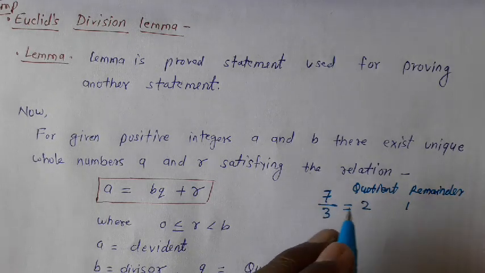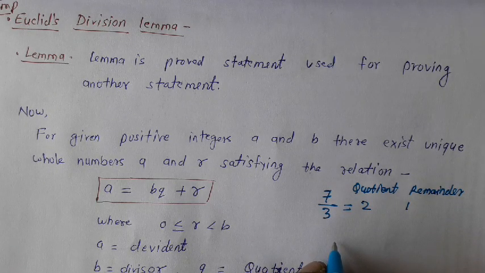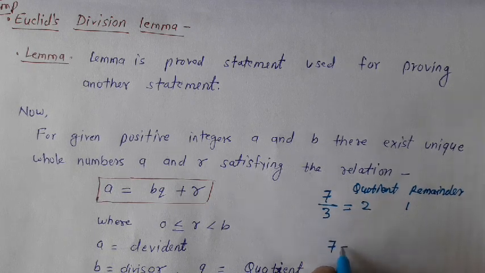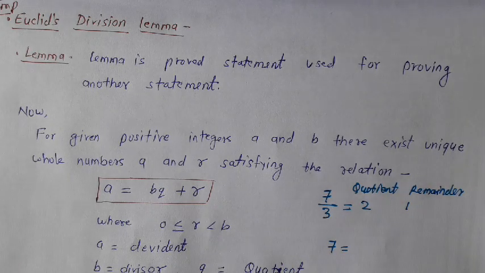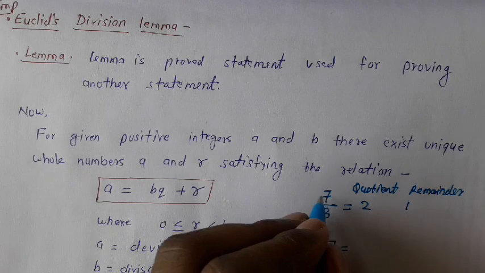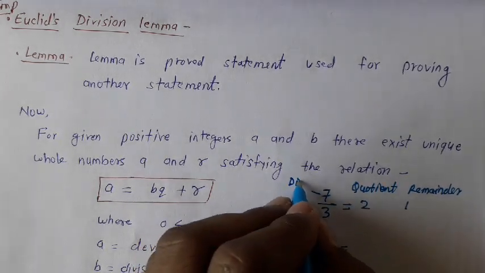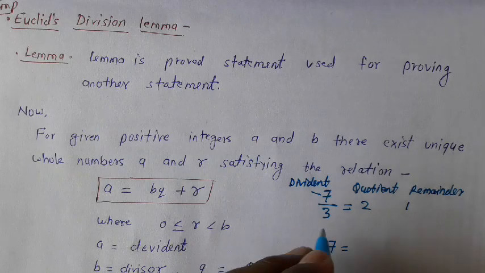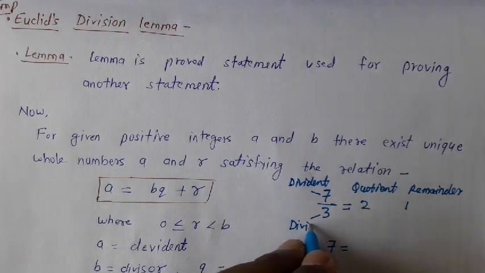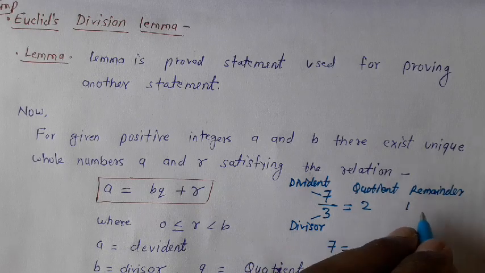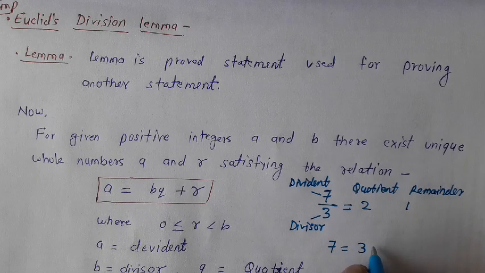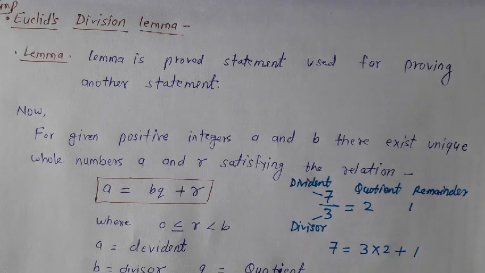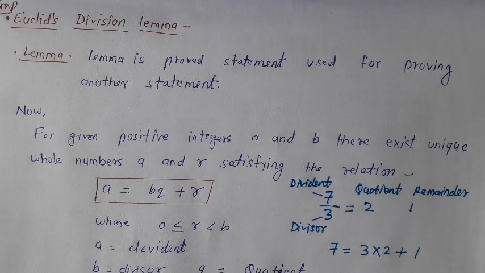So you can represent this situation by the division rule. 7 is the dividend, 3 is the divisor, 2 is the quotient and 1 is the remainder. So we can represent this situation by 7 equals divisor multiplied by quotient plus remainder. So it is very simple. Euclid division lemma is very simple.